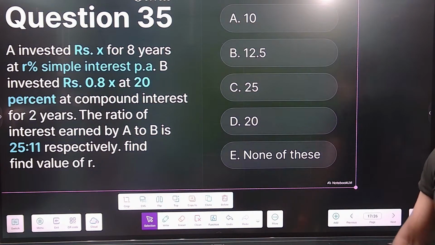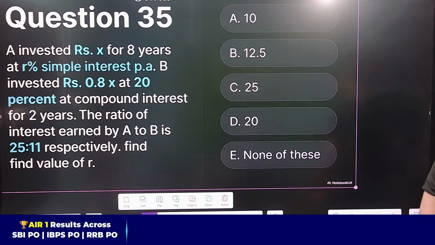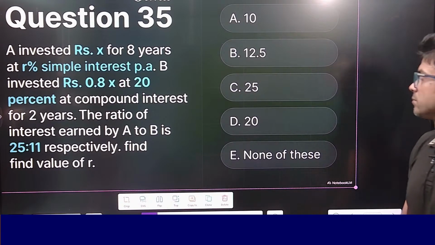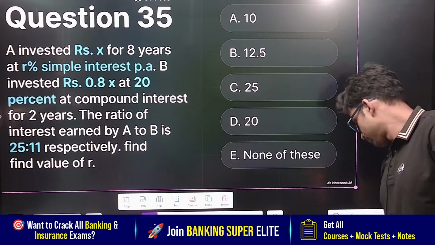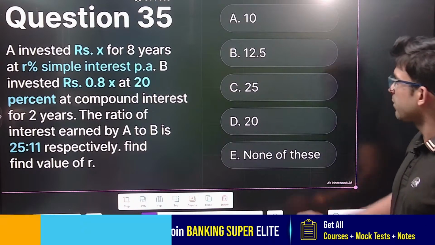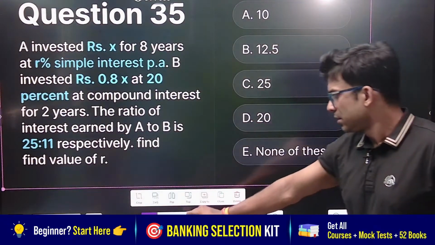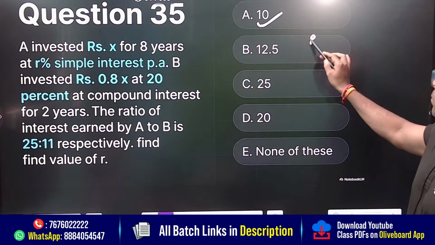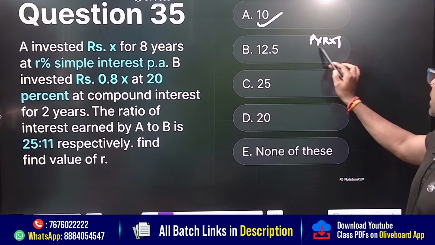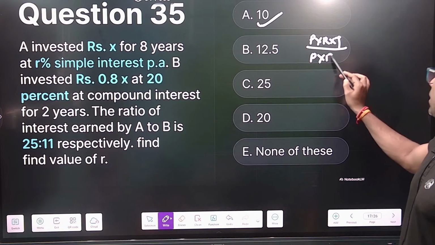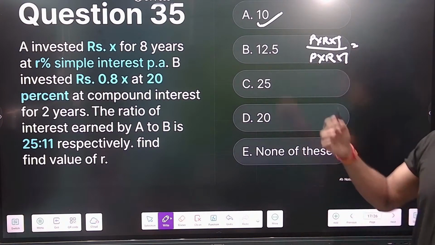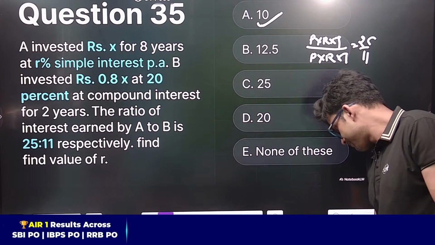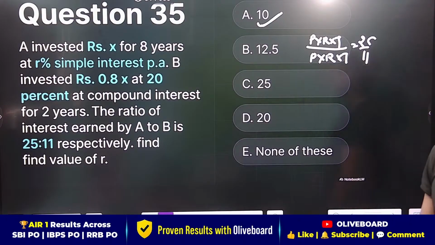Easiest question ever. That would be 10. Everyone, I'm not going to solve this question. You all are getting 10. P into R into T by 100. P into R into T, the ratio is basically 25 by 11. Put the value and get the answer.